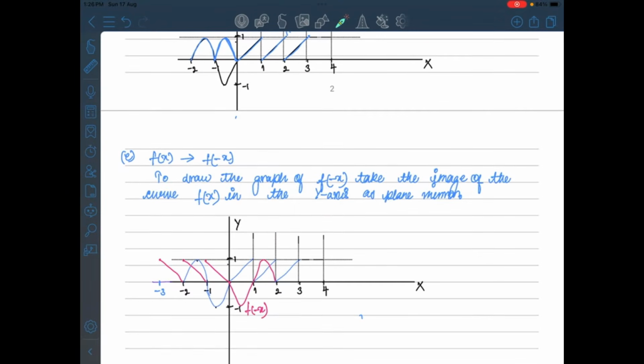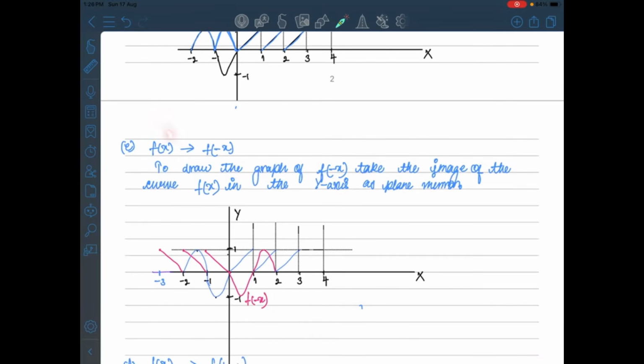Next we have f of x going to f of minus x, considering an example. I have f of x as 2x, so now f of minus x is minus 2x. Another example we could take: f of x is sin x, so f of minus x is sin minus x. I need the graph of this, but I know very well what the graph of sin x is. So with that, how to do it?